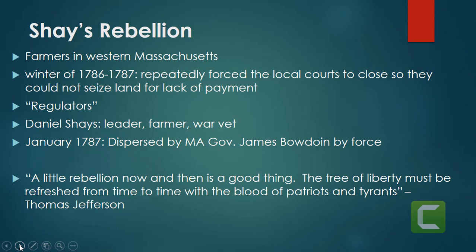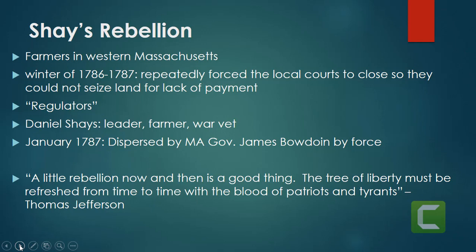So in the winter of 1786 and 1787, there were supposed to be a whole series of court cases working their way through the courts in Western Massachusetts, dealing with bankruptcy, dealing with farmers who hadn't paid their bills and therefore needed to, at least in the eyes of the law, surrender their land. But these farmers, who are very angry and, of course, very fearful about what will happen to them if they lose their land, in that winter basically force the local courts to close. They show up as mobs to make sure that the courts can't operate. And if the courts can't operate, the courts can't seize anybody's land for loss of payment.